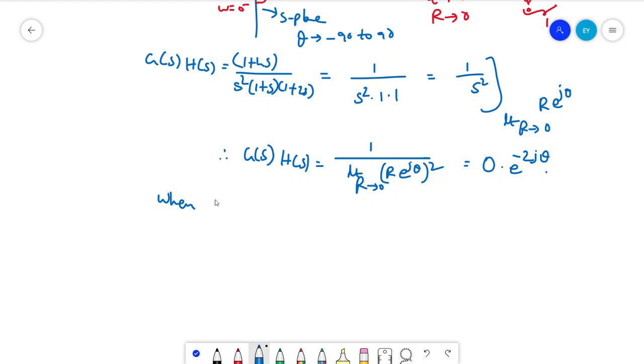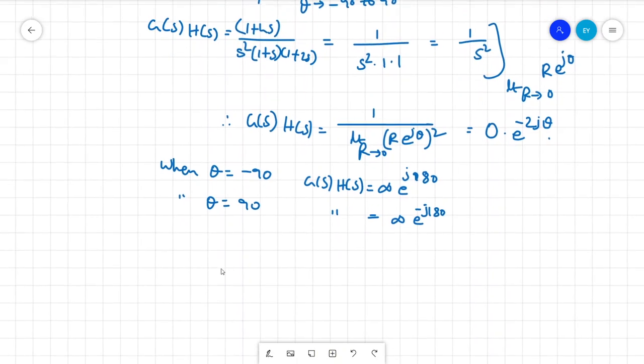When theta is equal to minus 90, g of s into h of s is equal to infinity into e power minus j into minus 90, so e power j into 90, that is 180, right? J into 180. Similarly, when theta is equal to 90, g of s h of s will be infinity into e power minus j into 180.